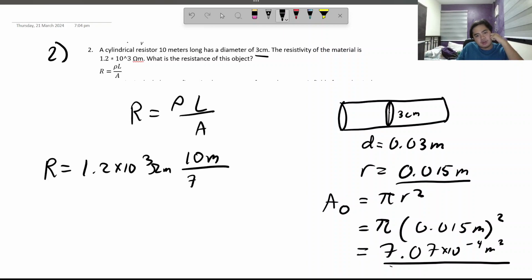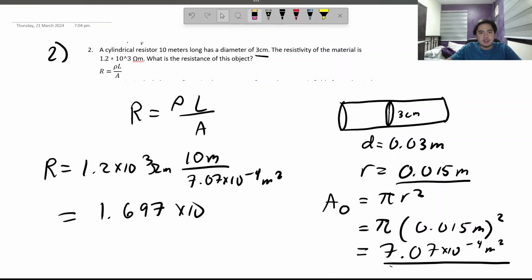Over 7.07 times 10 to the negative 4 meters squared. And using your calculators, you can calculate what the sum is. So let's do that. 1.2 times 10 to the 3 times 10 divided by 7.07 times 10 to the negative 4. We get the answer of 1.697 times 10.